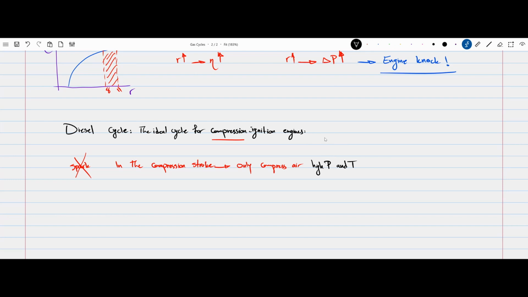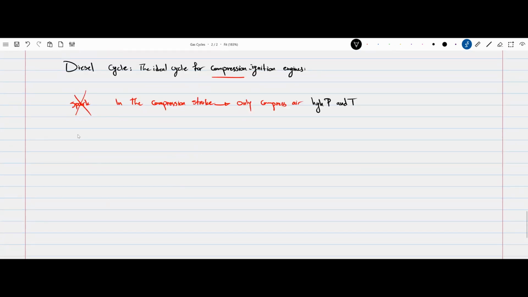Now, when this combustion happens, the piston has already started to move down. Remember, there is no spark and there is no instantaneous combustion. This is a continuous process. The piston has already started to move down when the process of burning starts. So that is the difference between the diesel and the Otto cycle. And you can easily show it on a PV diagram. Let me show it to you.